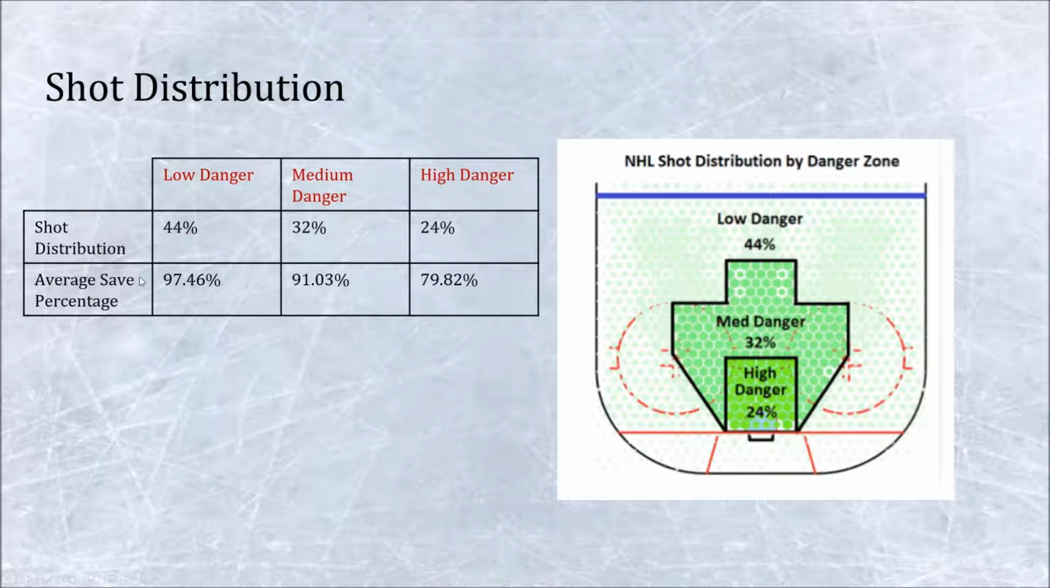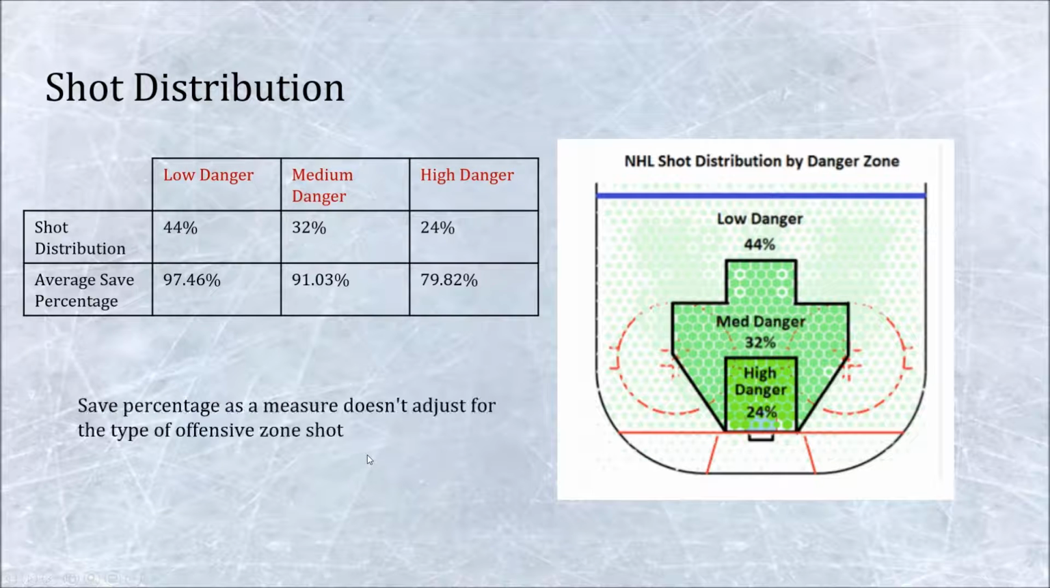So from shots taken from the low danger area, 97.4% are saved, and the medium danger, approximately 91% are saved, but from the high danger zone, 79.82% are saved, which is quite low compared to the other two. And if you think about this, it does reveal a flaw in the save percentage, which is an aggregate measure of all three save percentages, which is that the save percentage as a measure doesn't adjust for the type of offensive zone shot.